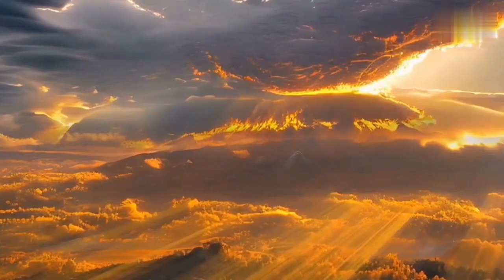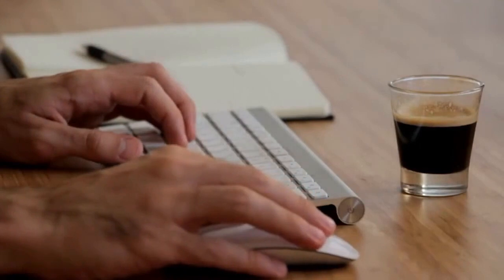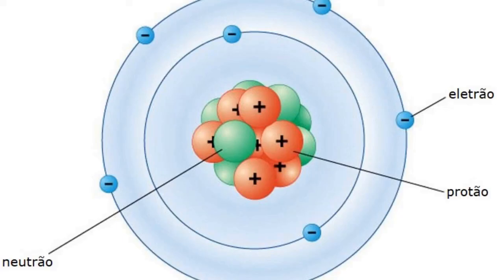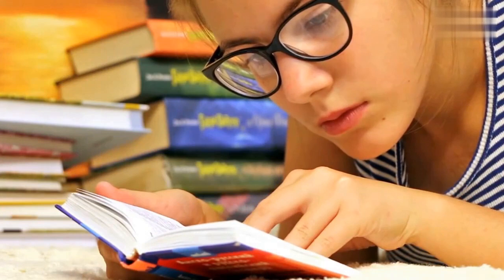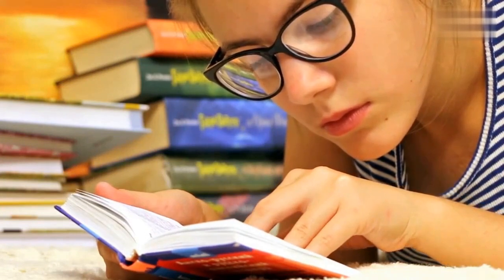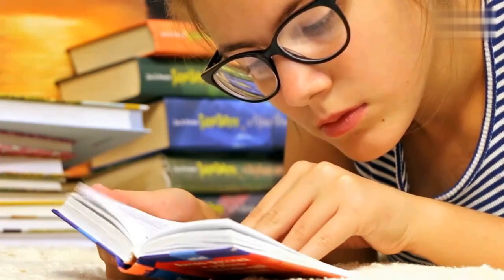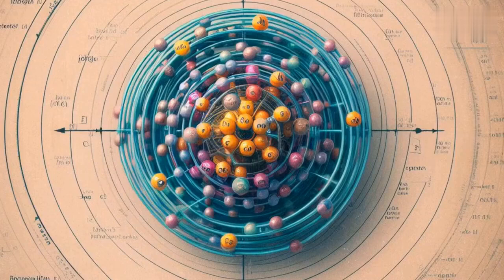And if you remember from chemistry classes, you know that atoms are made up of electrons, neutrons, and protons. In high school, you learned that they are made up of quarks, which are fundamental particles.